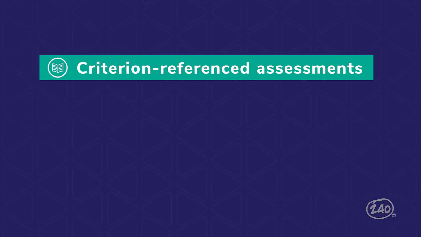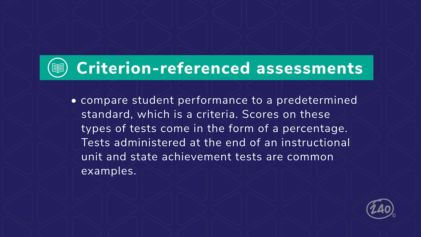Assessment is more than just giving tests and taking grades. You should be familiar with important terms regarding types of assessment. Keep in mind, assessments may be criterion referenced or norm referenced. You may be wondering what those terms mean. Let's break them down. Criterion referenced assessments compare student performance to a predetermined standard, which is a criteria. Scores on these types of tests come in the form of a percentage. Tests administered at the end of an instructional unit and state achievement tests are common examples.